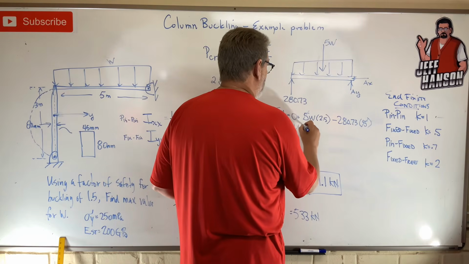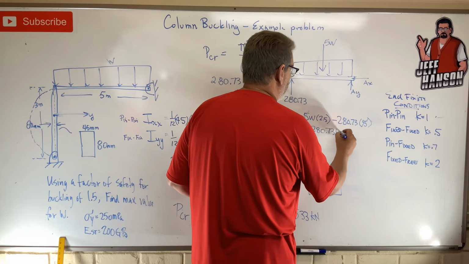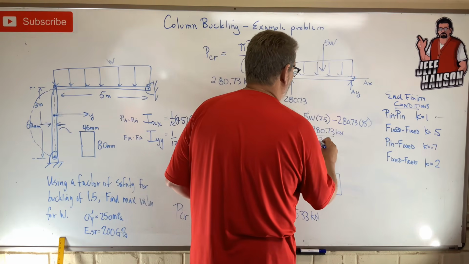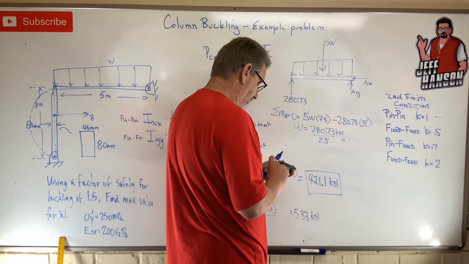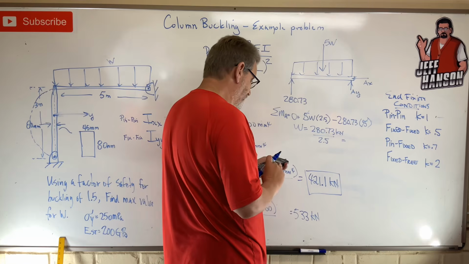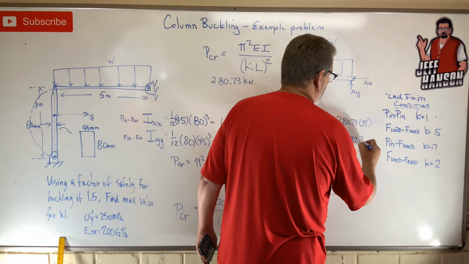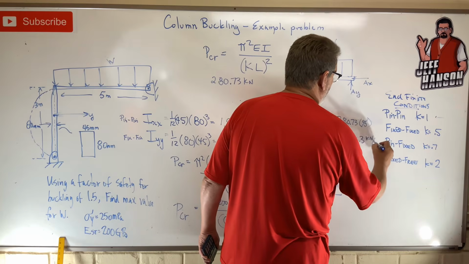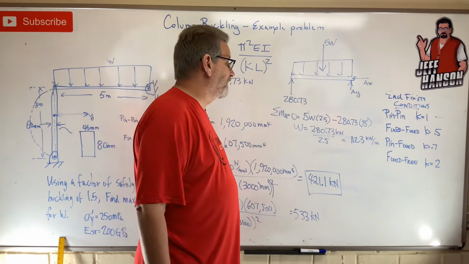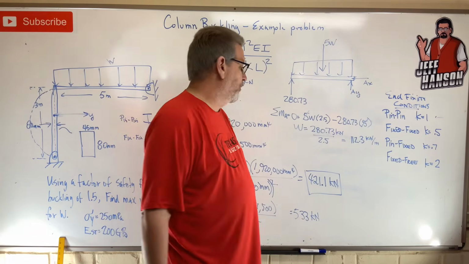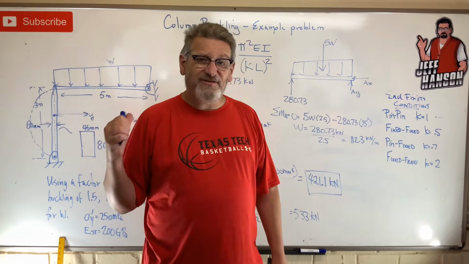So W is equal to 280.73 kilonewtons divided by 2.5, which equals 112.3. So that's what W would need to be, 112.3 kilonewtons per meter. Remember, it's a distributed load. That's the maximum that it could be so that that thing doesn't buckle.